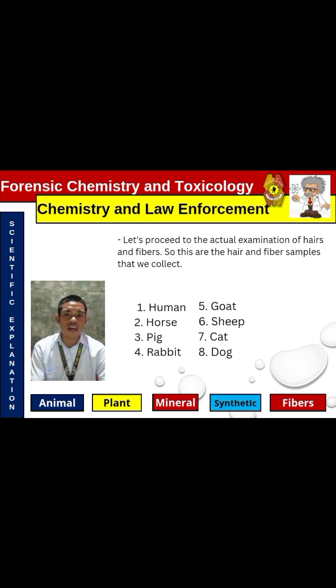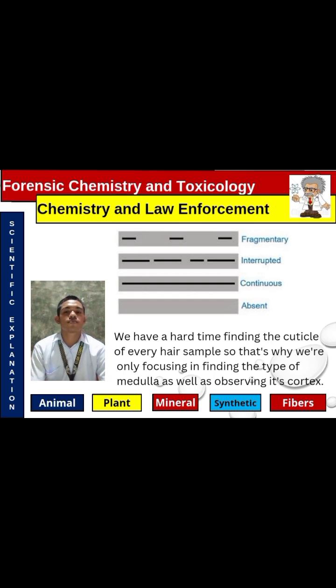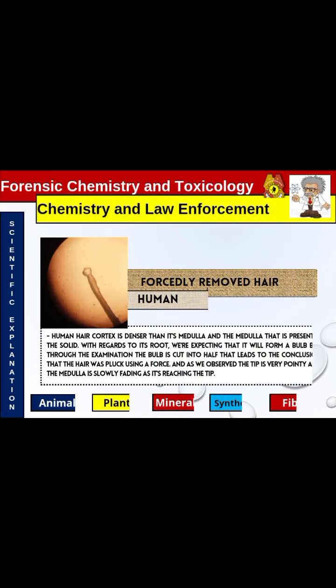So these are the hair and fiber samples that we collected and have ready for the examination. First is human, horse, pig, rabbit, goat, sheep, cat, dog. We have a hard time finding the cuticle of every hair sample, so we're only focusing on finding the type of medulla as well as observing its cortex. So the first hair to examine is the human hair.